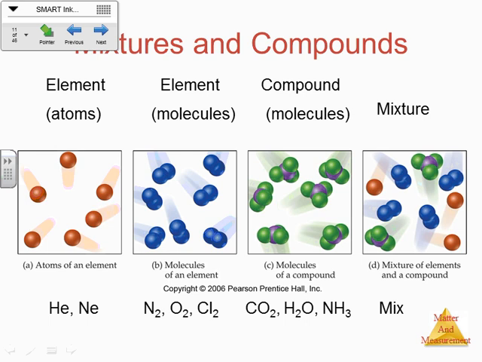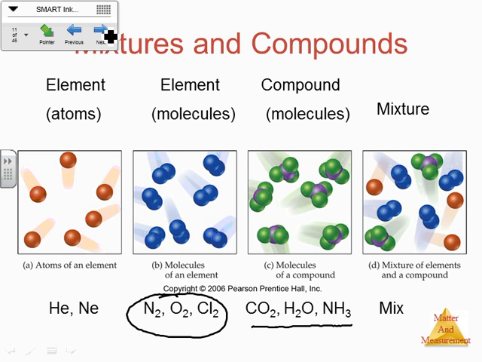Again, so we've got atoms of an element, molecules of an element. This is showing, for example, a diatomic molecule. Here's some examples down here. We're going to talk in a couple days about how to remember the diatomics. Molecules of a compound, that's all of these right here.